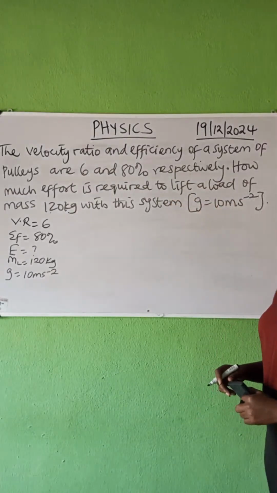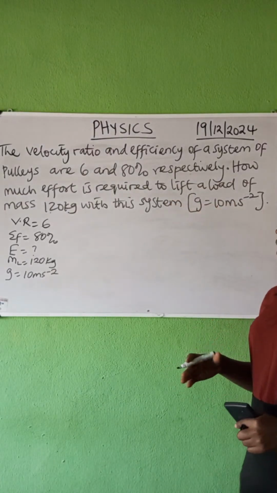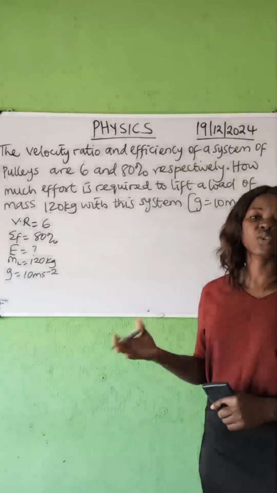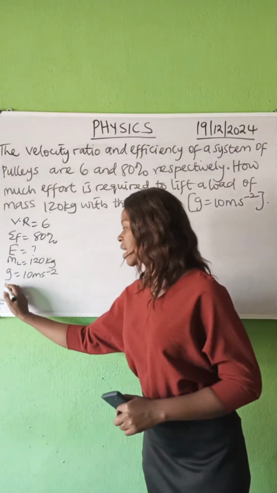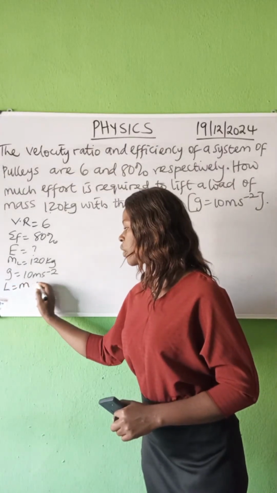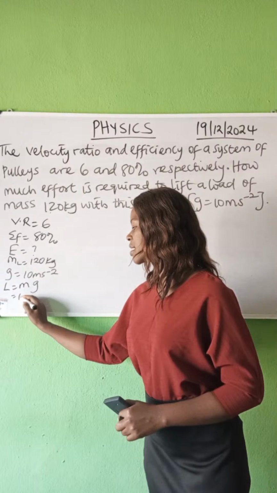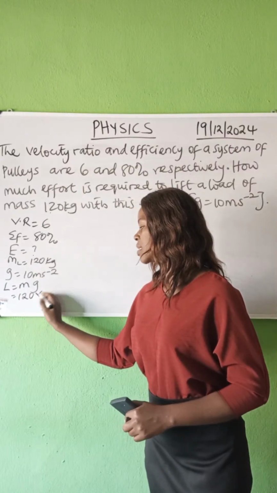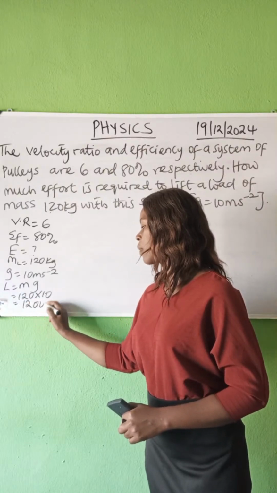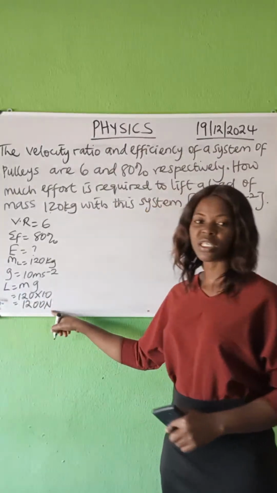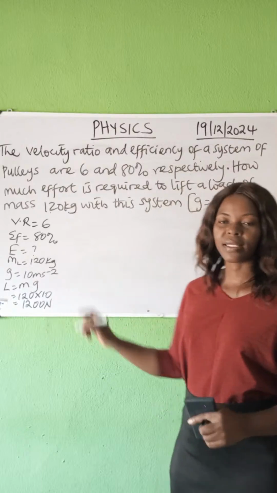Then the next thing we are going to do is to find the load. How do we get load? Load is equal to weight, and weight is equal to mass times gravity. So I'm going to say that load is equal to mg. That is 120 multiplied by 10 is equal to 1200 Newton. So we are working with this now as the load.